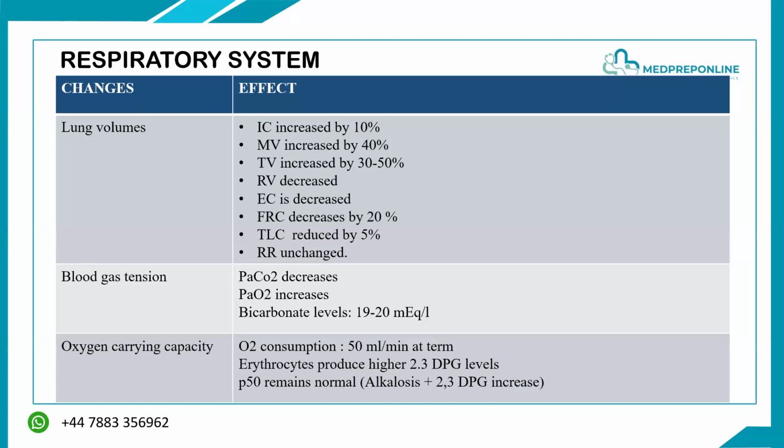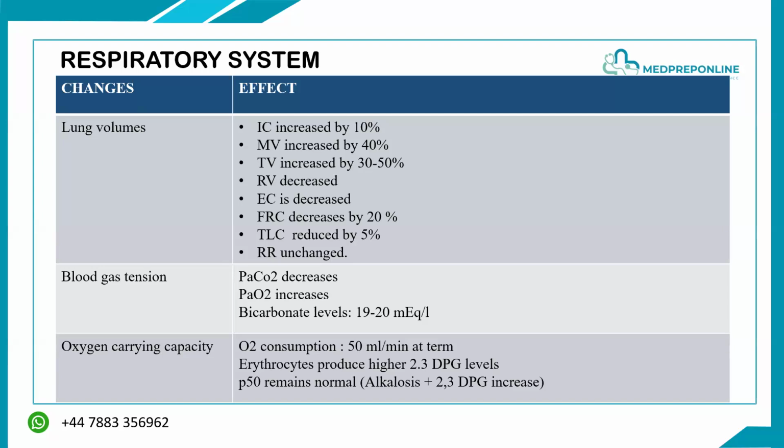Now, as we saw, there is an increase in oxygen. So your arterial oxygen increases, but the PaCO2 level goes down. Because of a compensatory mechanism, this is a state of respiratory alkalosis, so there has to be a compensatory metabolic acidosis. So there's an increase in bicarbonate excretion by the kidneys, because of which the serum bicarbonate levels go down. The levels are of the order of 19 to 20 milliequivalents per liter.